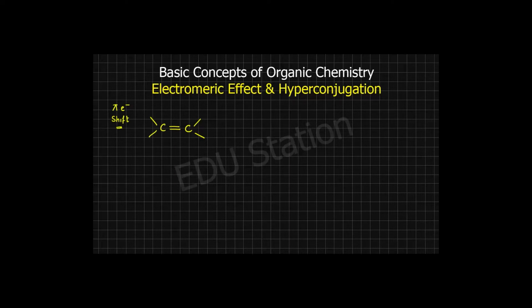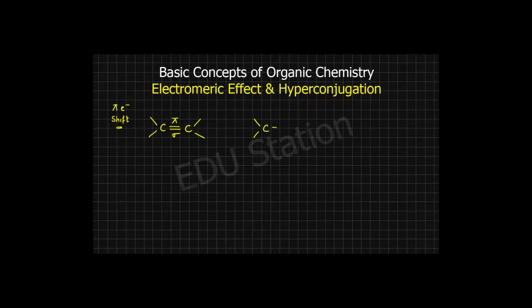So, if you have a carbon-carbon double bond, one bond will be sigma, the other one will be pi. Now, if this pi bond shifts completely towards one of the carbons due to an attacking reagent, then it is called the electromeric effect. Now, let's take one example.